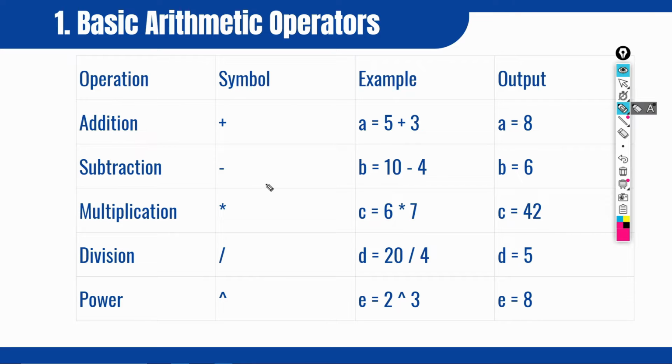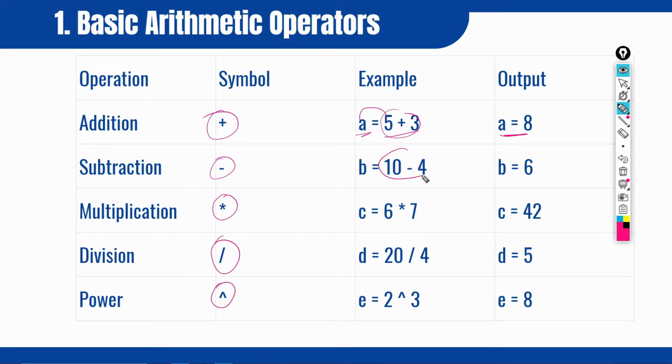So here are the basic operations: addition, subtraction, multiplication and division. For addition we are using the plus sign, for subtraction we can use minus, for multiplication we can use the product sign, a slash is used for division, and this symbol is used for the exponent. For example, you can see in the third column 5 plus 3 will be 8, and after computing, the value will be stored inside A, so the output will be A is equal to 8.